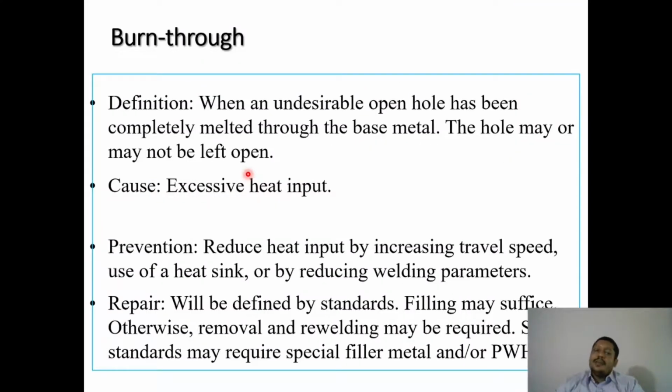So the next defect you can normally see in the weld is burn through. Burn through is nothing but instead of making a joint, a hole is produced in the weld. So when an undesirable open hole has been completely melted through the base metal, that is called burn through. The hole may or may not be left open. Excessive heat input is the reason for burn through. Instead of welding, the cutting is basically taking place.